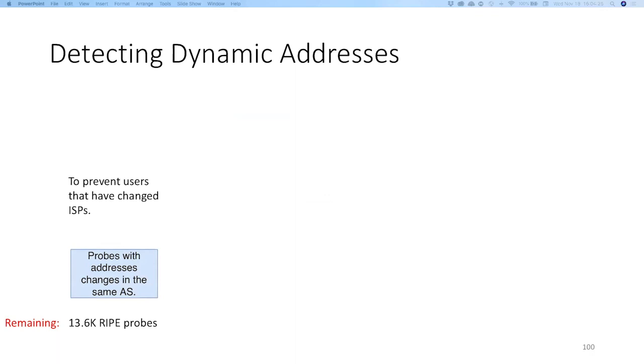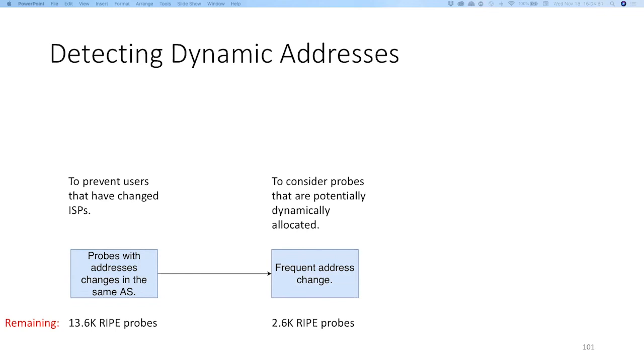A typical example is that these volunteers may change their ISPs, and because of that they may be allocated a new IP address. So to prevent that, we consider probes that have address changes only within the same autonomous system. Starting off at around 15,000 RIPE Atlas probes, after we apply this filter, we are left with only 13,000 probes. Then we only consider RIPE Atlas probes that frequently change their addresses.